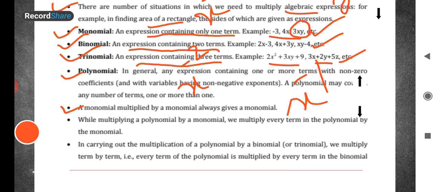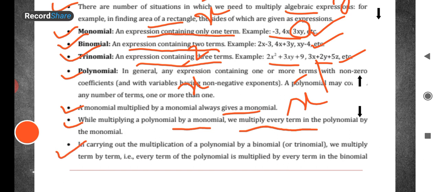Now a monomial multiplied by a monomial always gives a monomial. When you multiply a monomial with another monomial, we again get a monomial. Now while multiplying a polynomial by a monomial, a polynomial means one or more terms, isn't it? Then what you will do? We multiply every term in the polynomial by the monomial. So if there are three terms in the polynomial, we have to multiply those three terms with that monomial. When we solve the exercise questions, I will explain all this again. In the exercise, this type of question will be there.